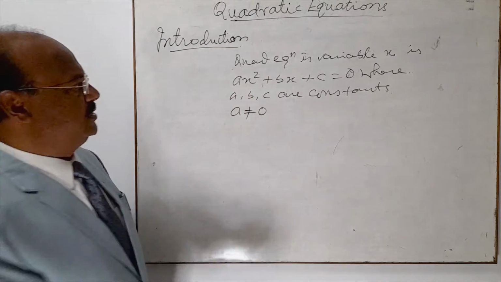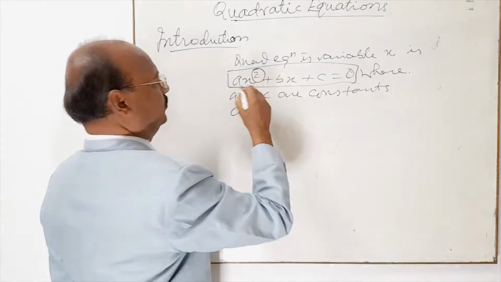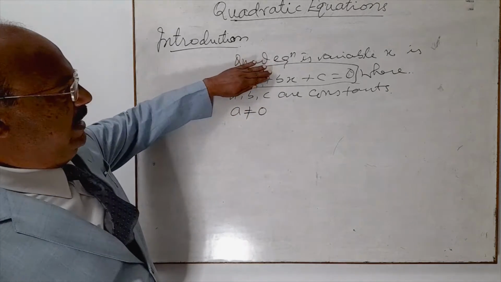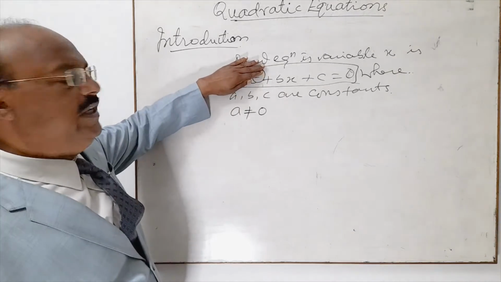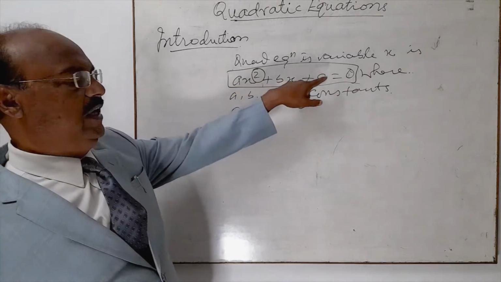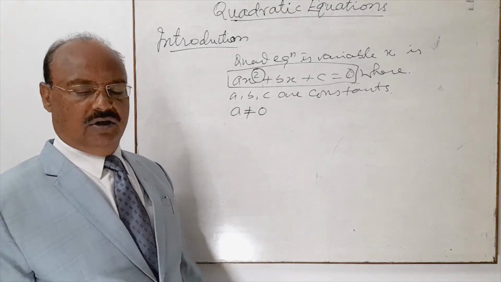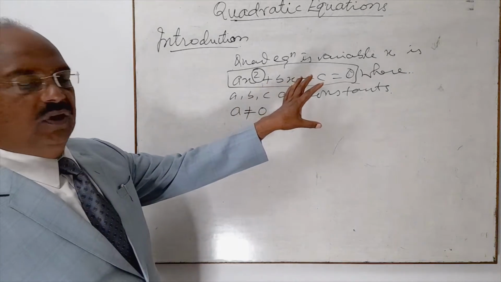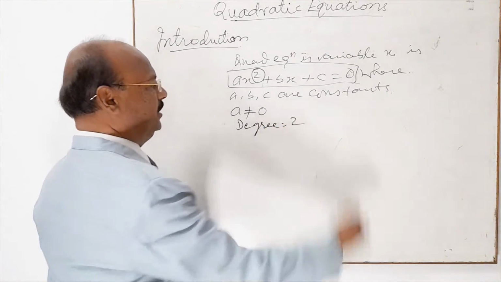So here this power 2 in this quadratic equation plays a very important role. If this term is not available in this equation, this will not be quadratic. It will become a linear equation. So due to this power 2 of x, it is known as quadratic equation, and this power 2 is called the degree of the equation. So it is clear that a quadratic equation has degree 2.